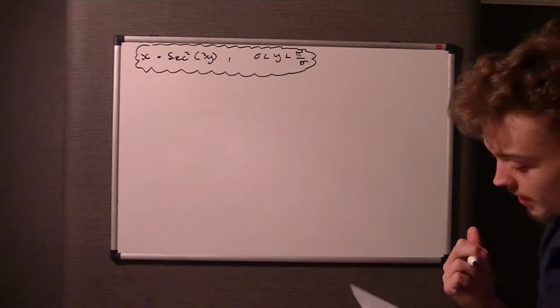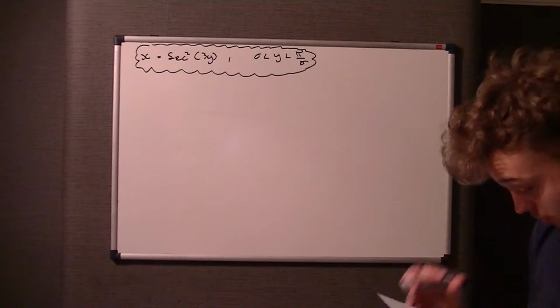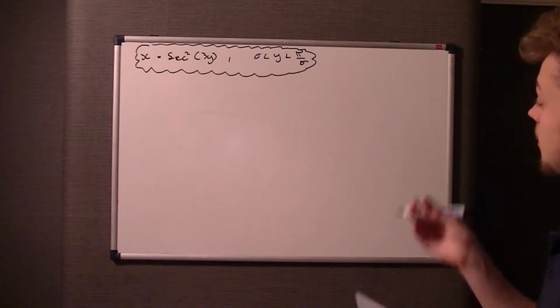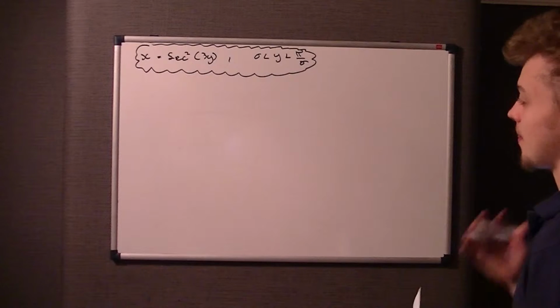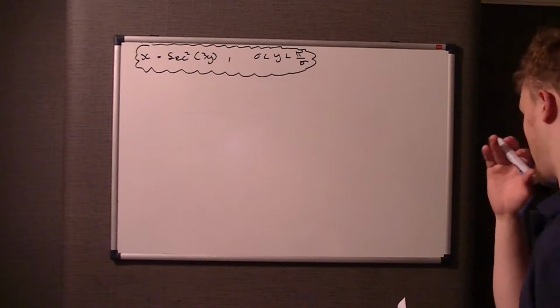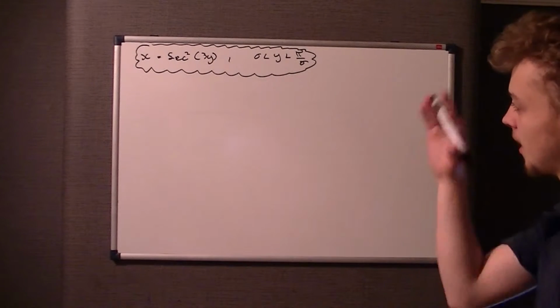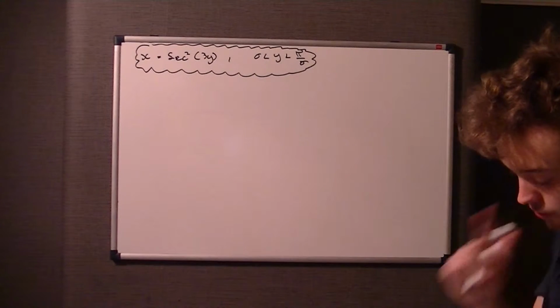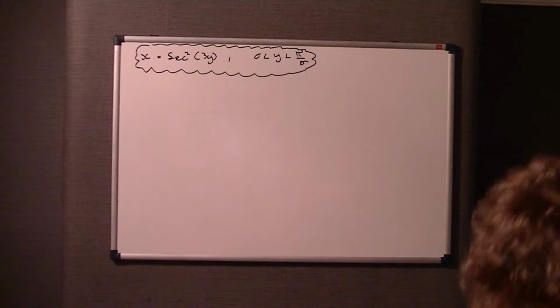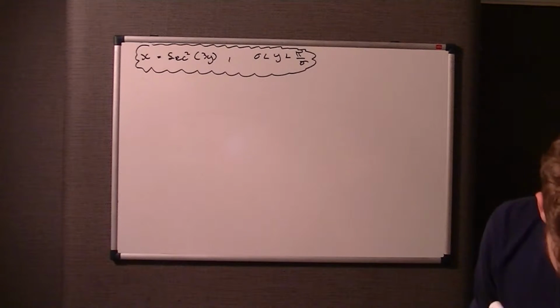Okay, so this is question 5. This question is again from June 2013. We've got x is equal to sec squared 3y, and y is between 0 and pi over 6, but as I said, for the first part that's not really relevant. The first thing we're asked to do is find dx/dy in terms of y.